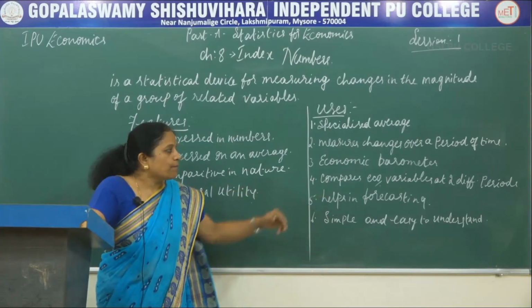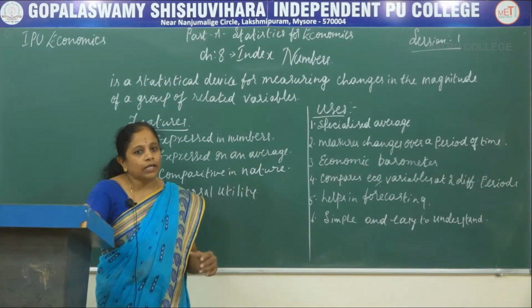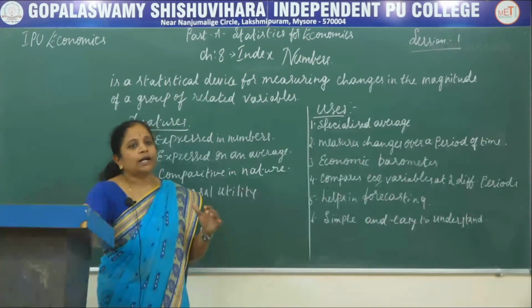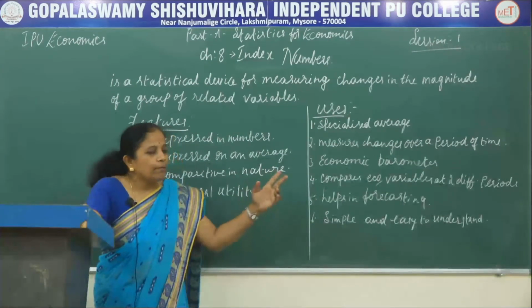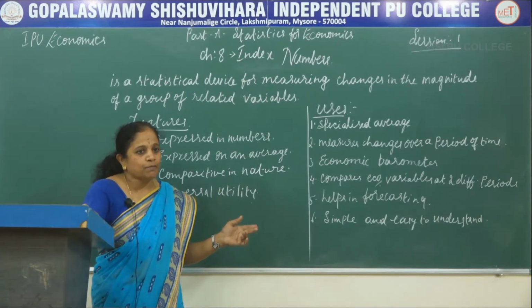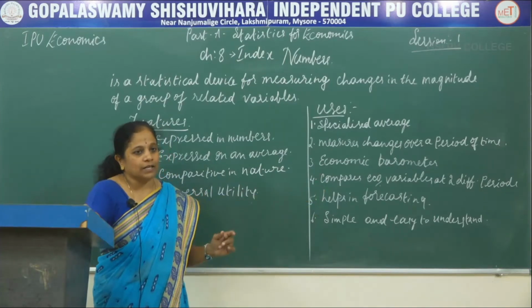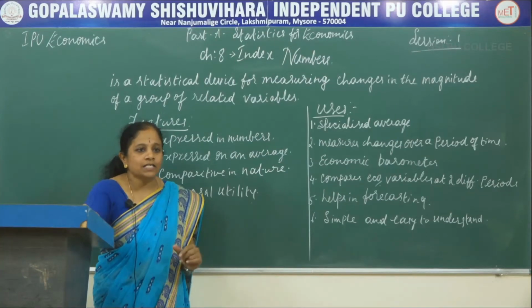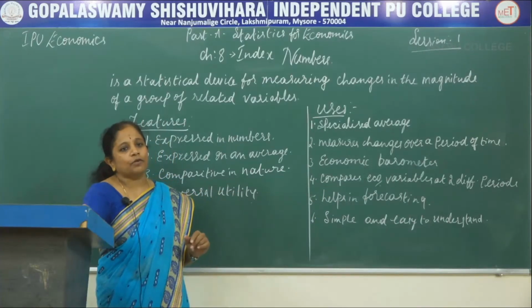The fourth one is that it compares economic variables at two different periods. Index numbers are calculated based on the data of the base period and also the trends of the existing period or the current year. So here it compares the economic variables of the two different periods, that is the base period as well as the current period, and it helps in forecasting. Once we compare the base period performance with the existing or current year's performance, it helps us in forecasting future trends.